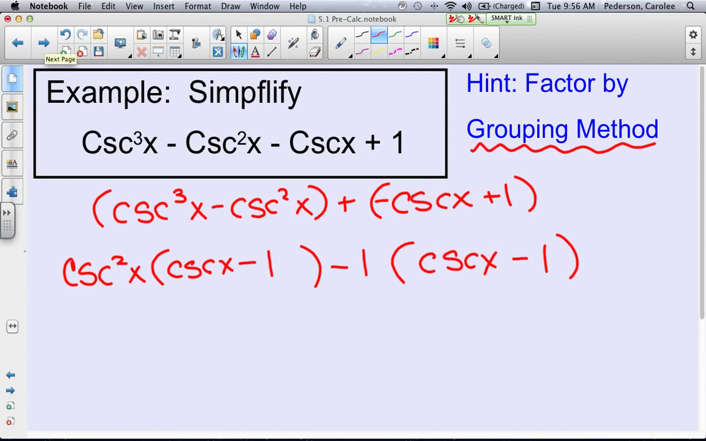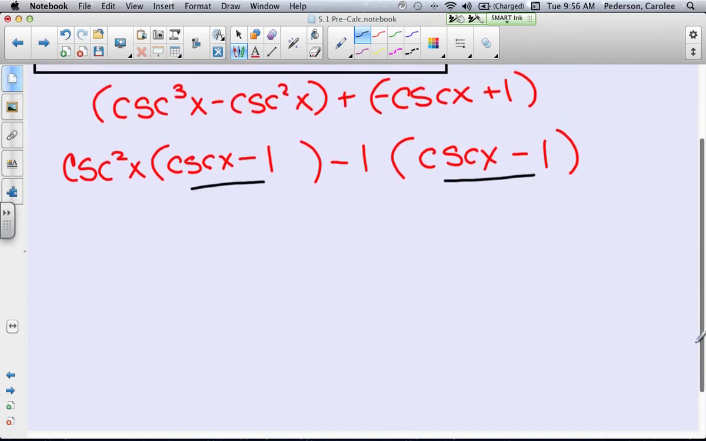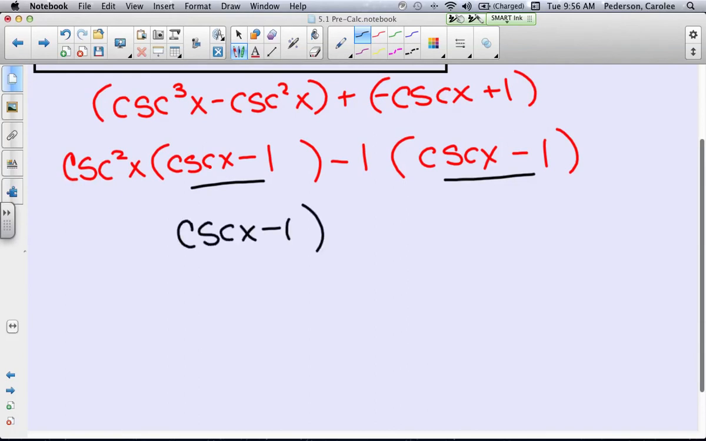Do the parentheses now equal each other? Yes. So that's my new GCF. There's my GCF. What's the leftover stuff? I have to take those parentheses out. Cosecant squared of x minus 1. Now, any identities?